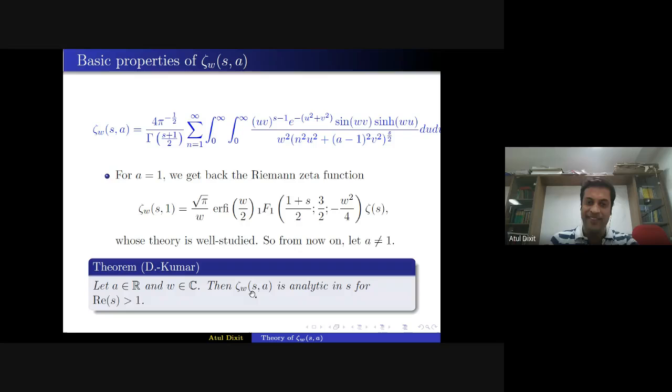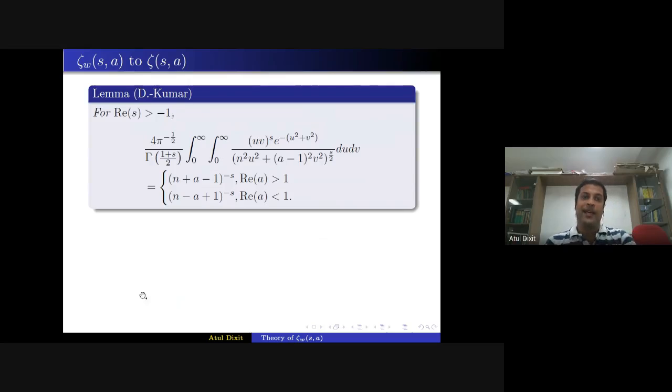So, as I said previously, one can show easily using Weierstrass's theorem on analytic functions that this generalized Hurwitz zeta function is analytic in the real part of s greater than 1. Now, here is an integral evaluation that one can actually do. It requires some formulas in the theory of hypergeometric functions, but one can actually deduce this.